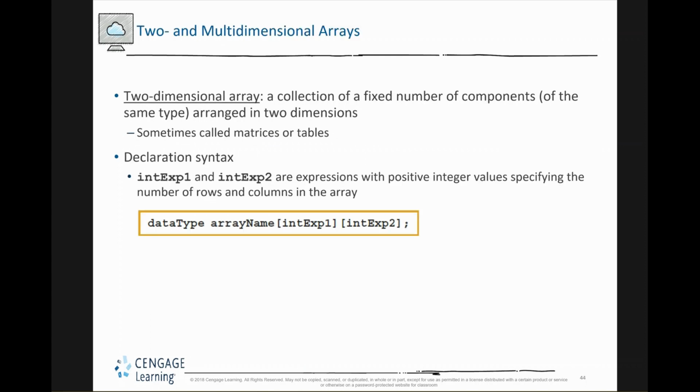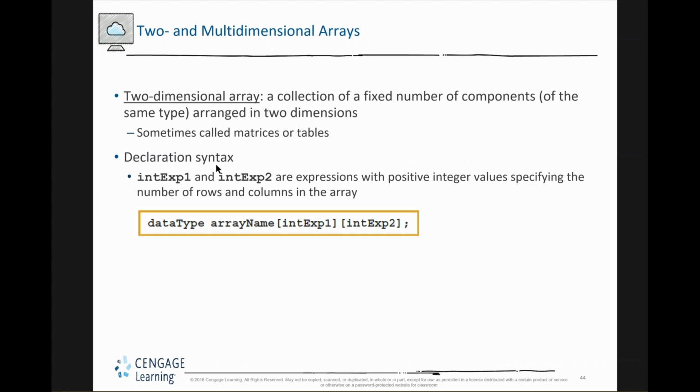Okay, this slide talks about two-dimensional arrays. So what do we mean by two-dimensional array? Remember that an array is a list of items. To make that list two-dimensional, you would list down and across. Basically, a two-dimensional array is similar to a table. Think of a multiplication table. This is a two-dimensional array with data going down and across. So two-dimensional arrays are a collection of a fixed number of components of the same type arranged in two dimensions, down and across, sometimes called matrices or tables.